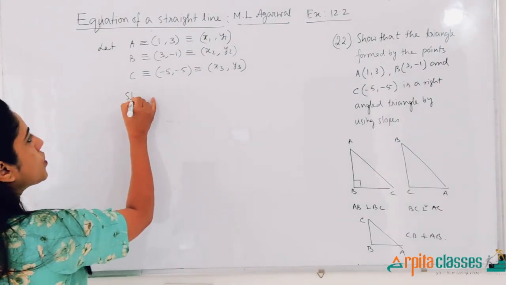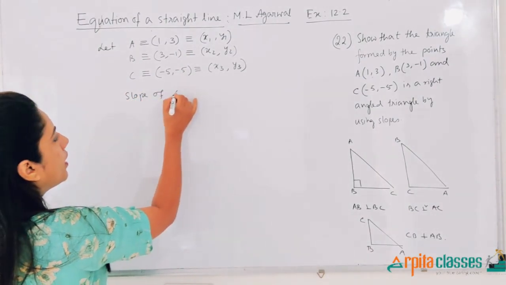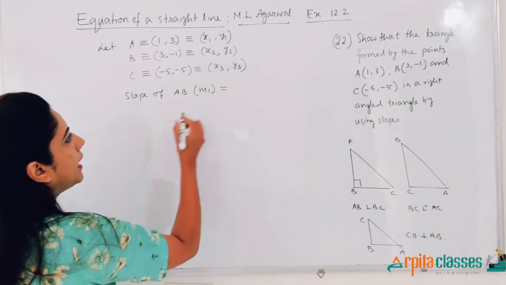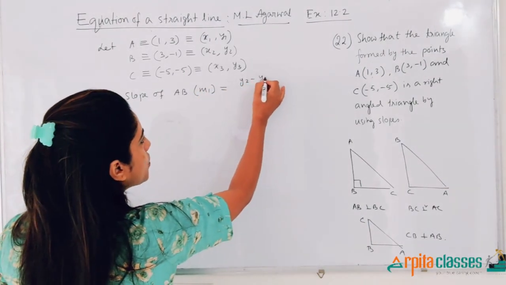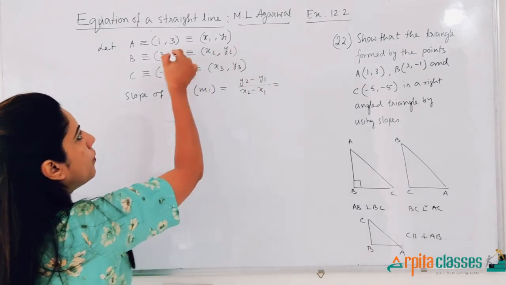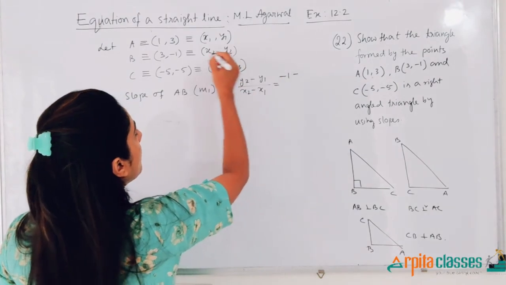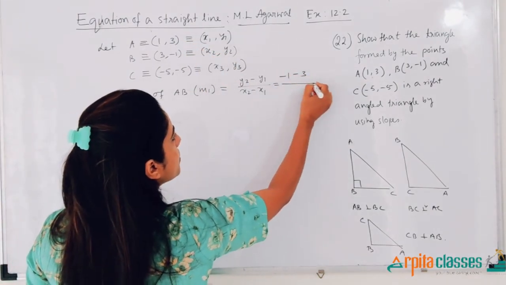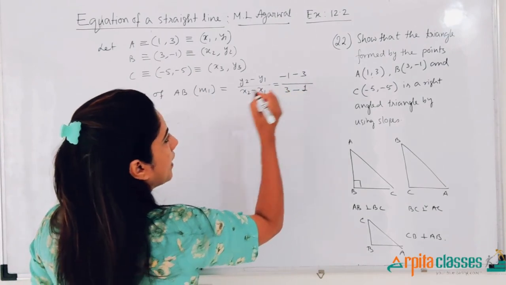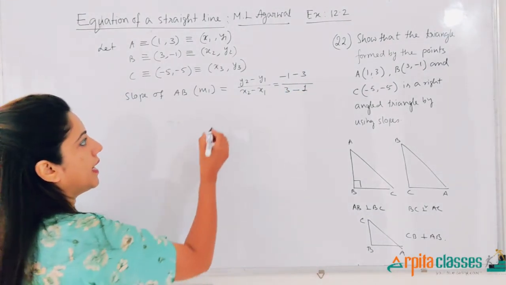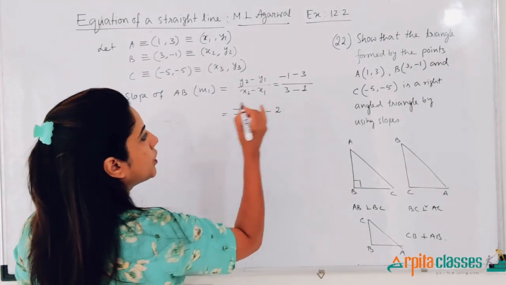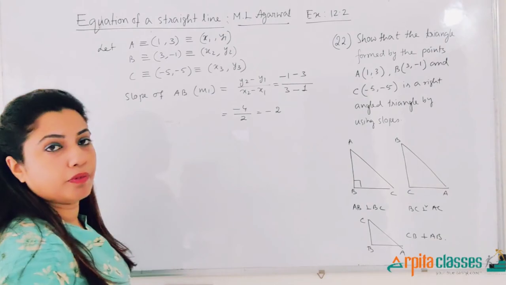The slope of AB, that is m1, would be y2 minus y1 upon x2 minus x1. Put the values. y2 is -1 minus y1, that's 3. x2 is 3 minus x1, that's 1. So let us calculate this. It's coming -4 upon 2, which is -2. So slope of AB we got.